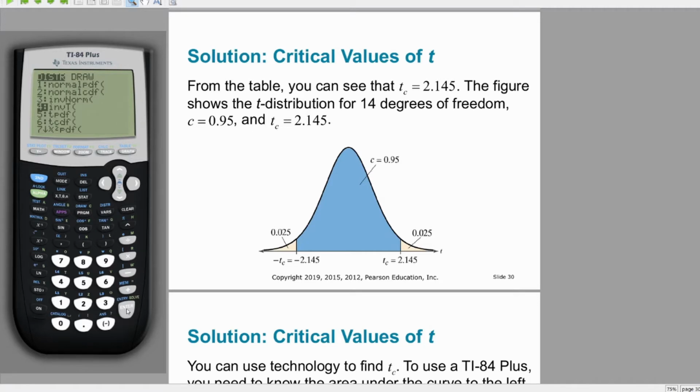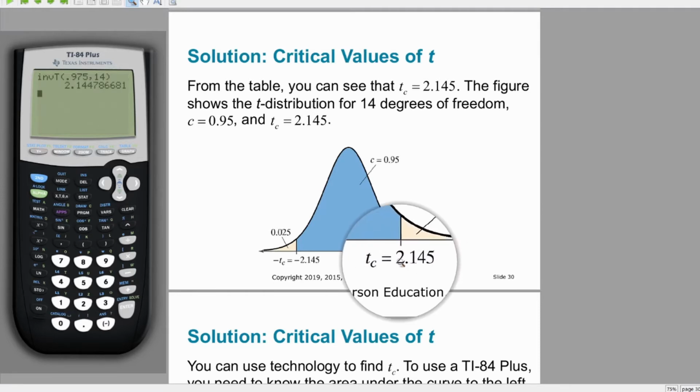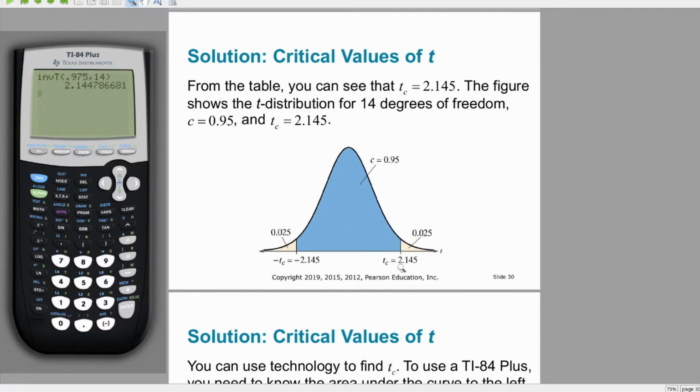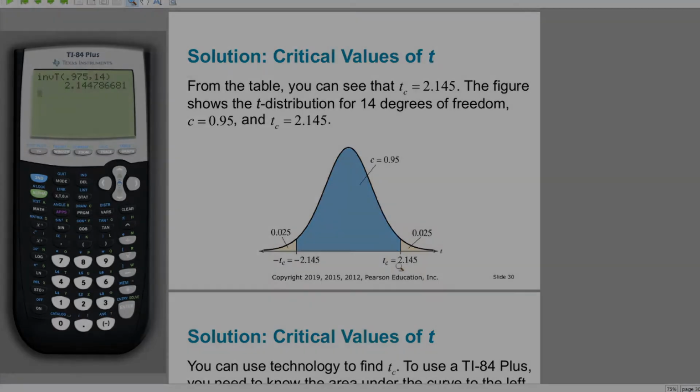But if you have this, go ahead and put that in there, where we would have 0.975 and 14 degrees of freedom, getting about 2.145, where this computation is a little bit slower because it has to be a little bit more picky than with the normal distribution.